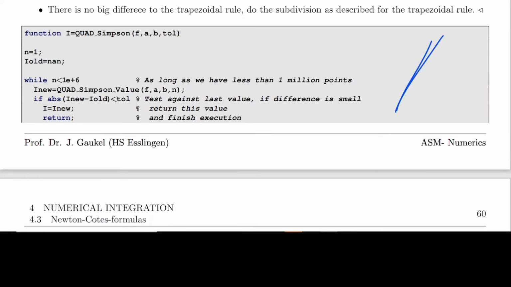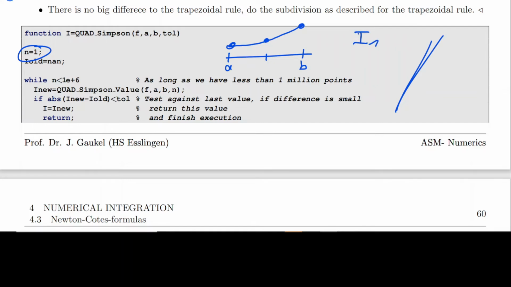And the problem is that we start here with n is 1, and so we evaluate the function at the starting point of the integration interval and at the end point of the integration interval, and then also one point in between. And then doing so we get an integral value, the value of the interpolating polynomial of degree 2, and that is our value I1.